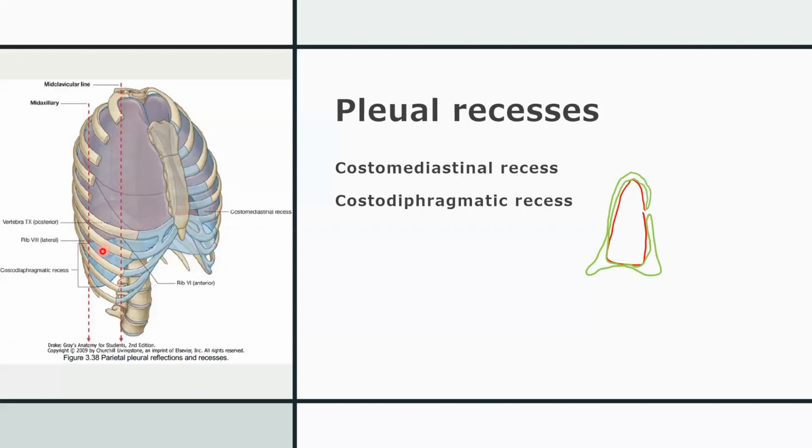So this recess can be used to draw out pleural fluid, the fluid between the visceral pleura and the parietal pleura. You can use this space to draw out that fluid for various purposes, like for diagnosis of disease of the lung. You can draw out fluid from this space.